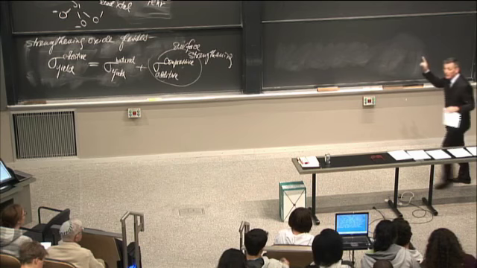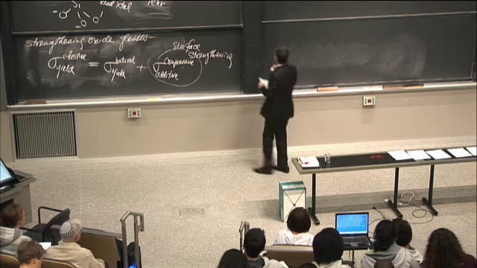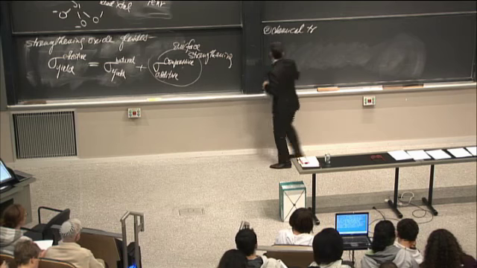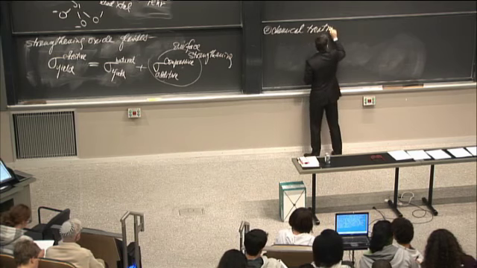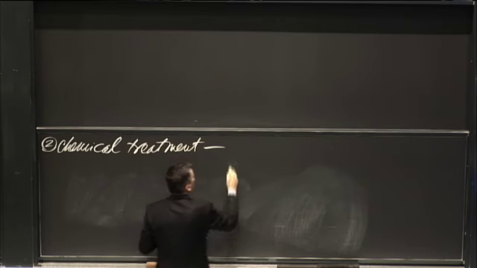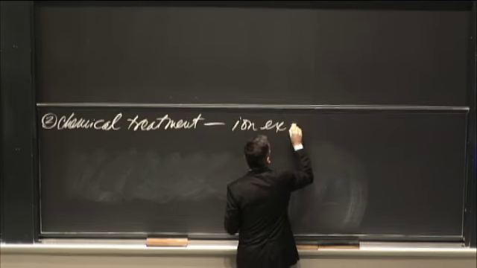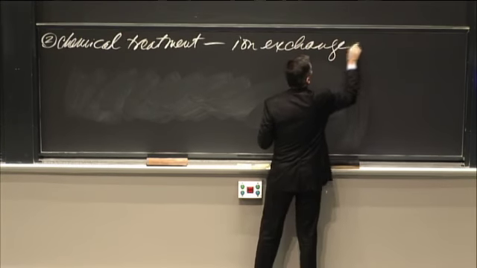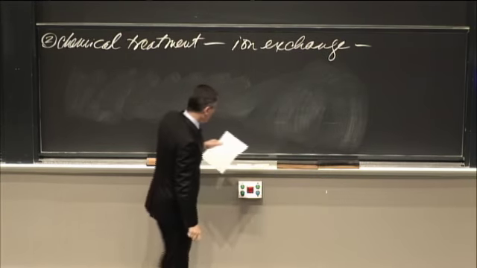There's another way to surface strengthen, and that's a chemical treatment. And again, what am I trying to do? I'm trying to introduce a compressive stress, but I'm going to use a chemical means. And this one is called ion exchange. And this is used in technology too.